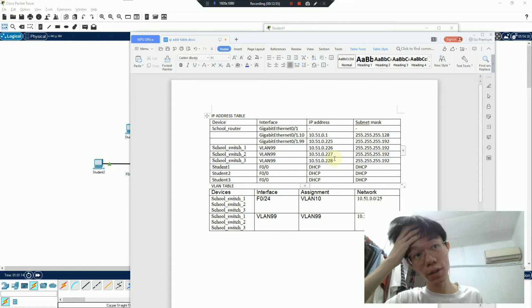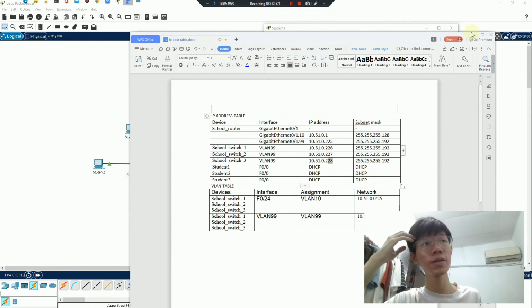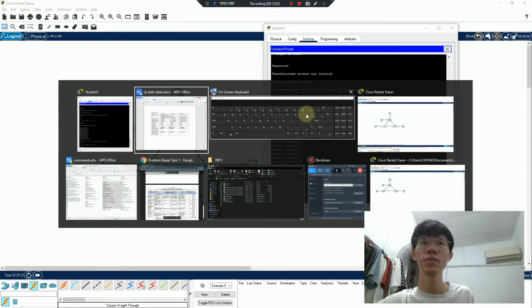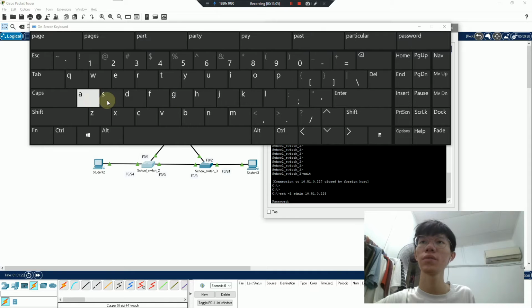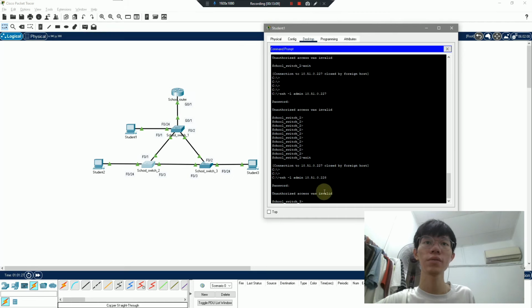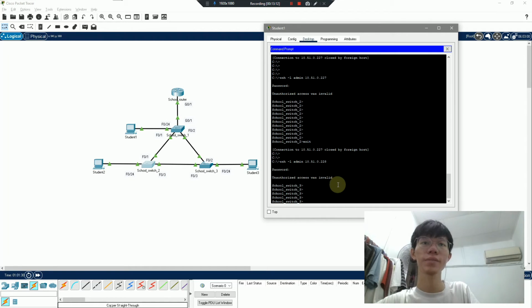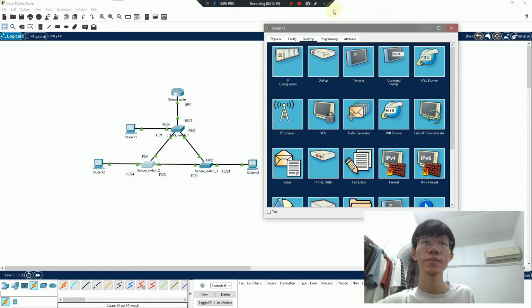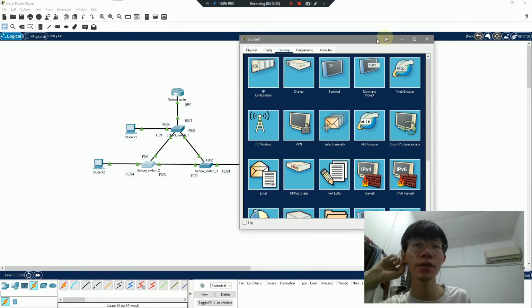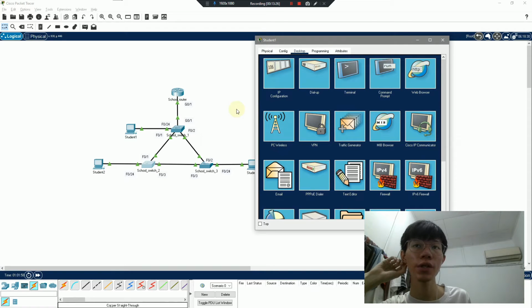So switch 3, the IP address is 228. So 228. Enter. Password. Enter. So we get into here. So we success to SSH to the switch 3. So next is to verify the SVI configuration for the switch.